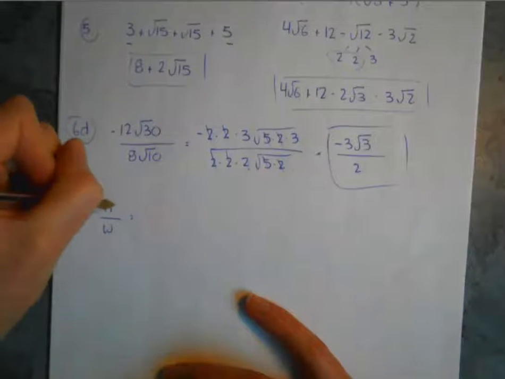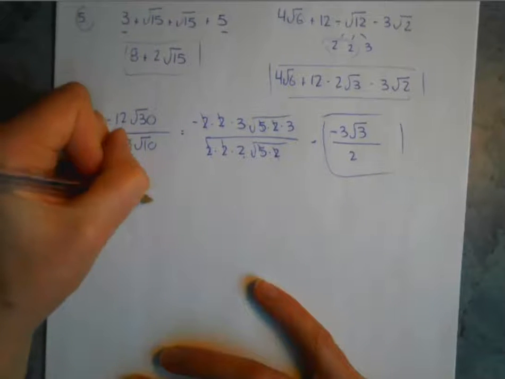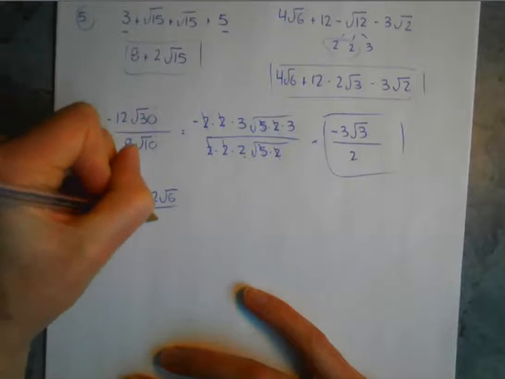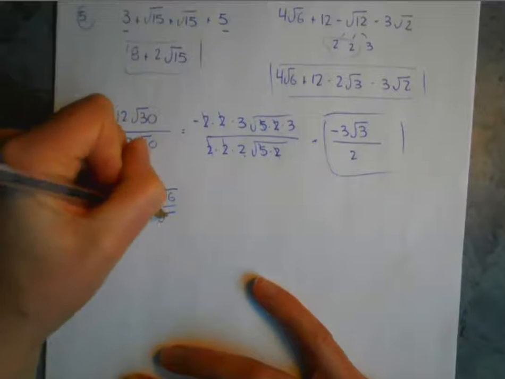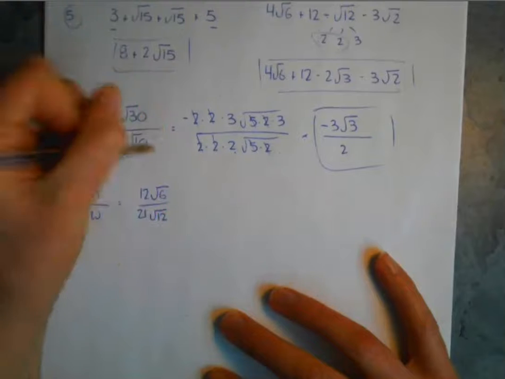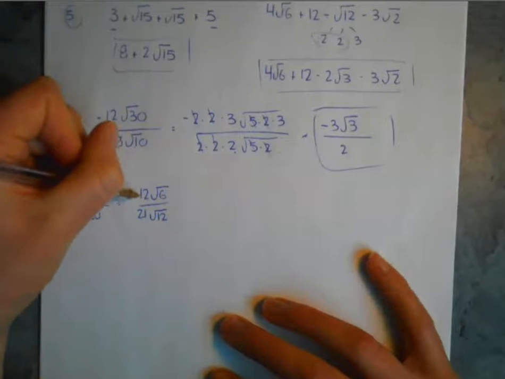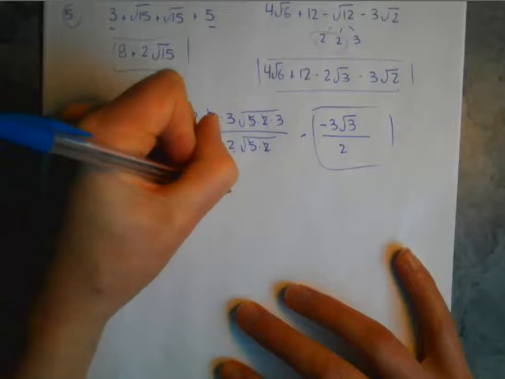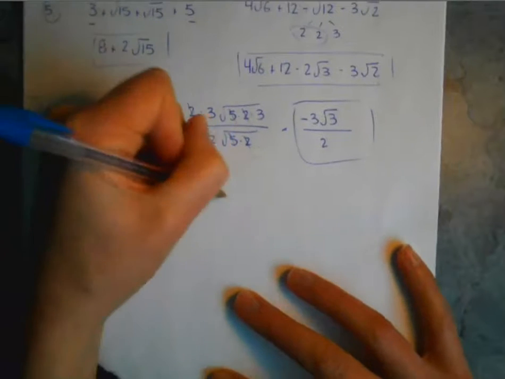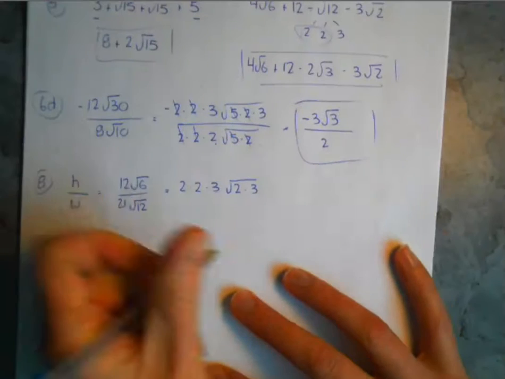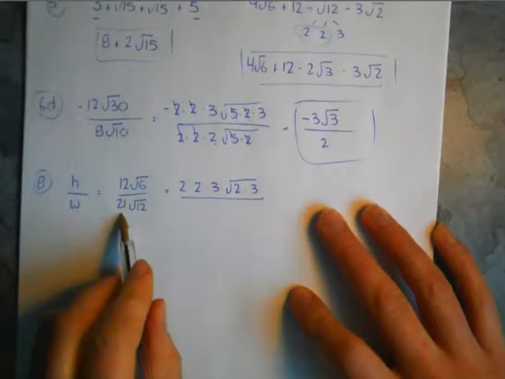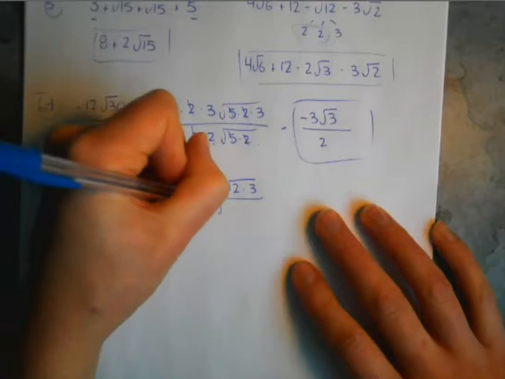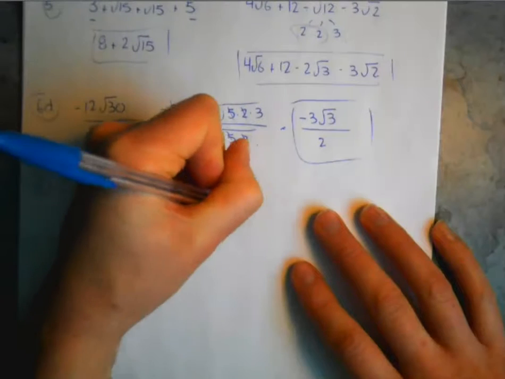So the height that they gave you was 12 root 6. And the width that they gave you was 21 root 12. So again, let's expand these as much as we can into their factors. So 12 is going to be 2 times 2 times 3, and root 6 is going to be 2 times 3. And then on the bottom, we're going to have 21, which is 7 times 3, and 12 is going to be 2 times 2 times 3.